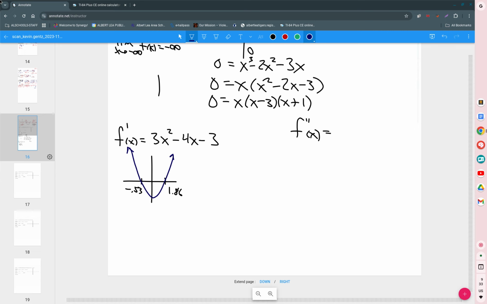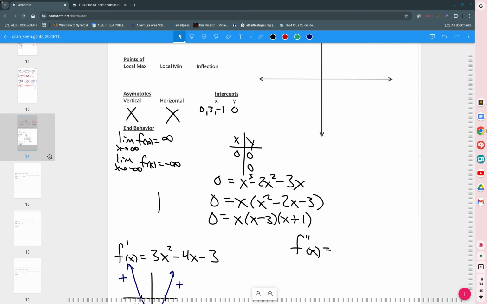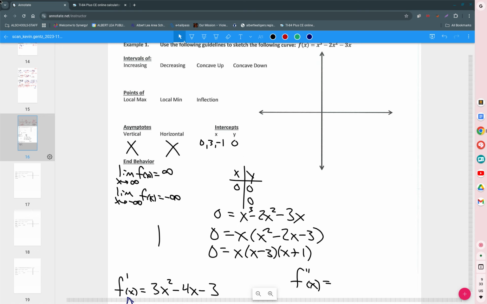Okay, that's my method. I like to use the graph. I notice that it is positive here and positive here, and it is negative there. I will consider that first derivative, and I will make use of that in order to determine what. What can you tell me now? Increasing where? From negative infinity to, yep, and then from 1.86 to infinity. Wherever the first derivative is positive, that's where it is increasing. It is decreasing where it is negative, which would be from negative 0.53 to 1.86.